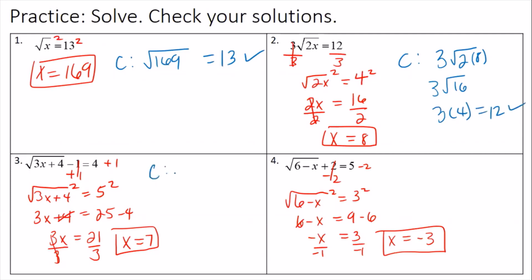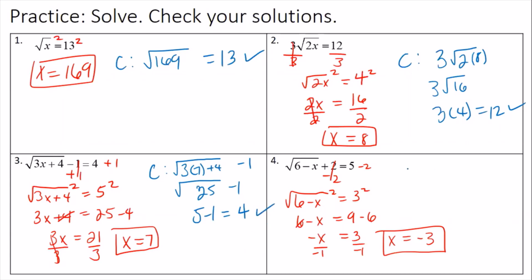On the third one, I'm going to plug into the original: 3 times 7 plus 4 minus 1. That gives me the square root of 21 plus 4 is 25, minus 1. That gives me 5 minus 1. Does that equal 4?